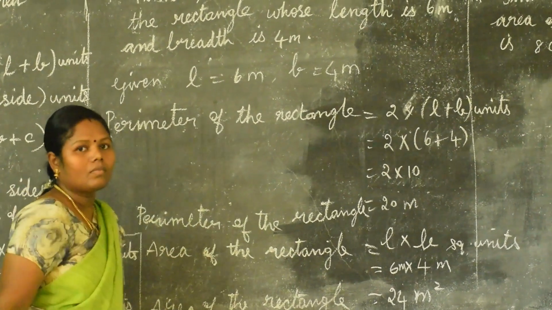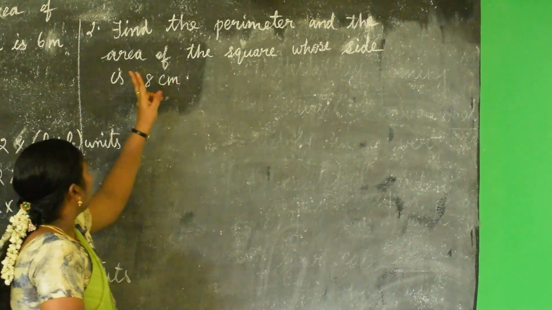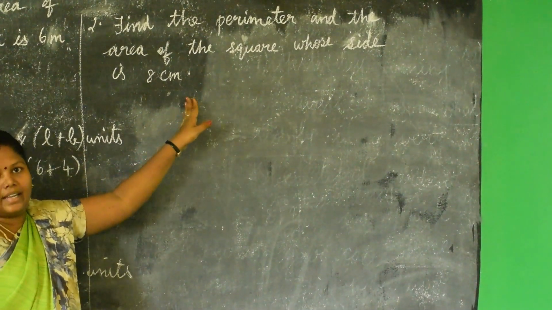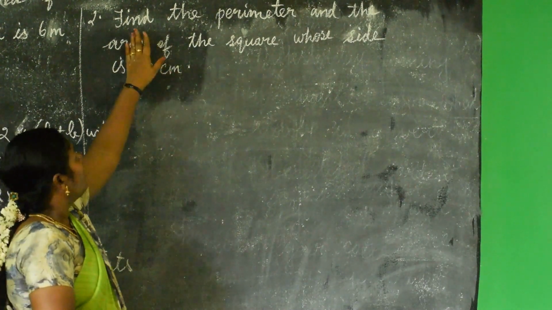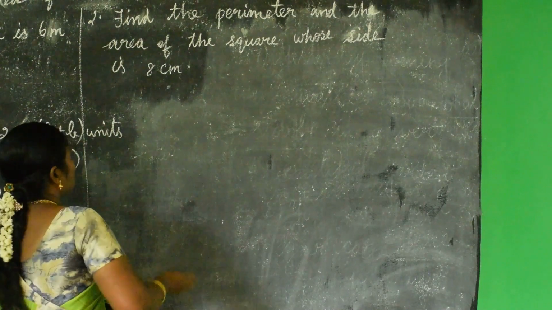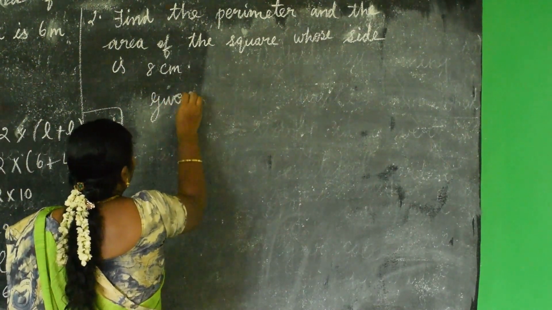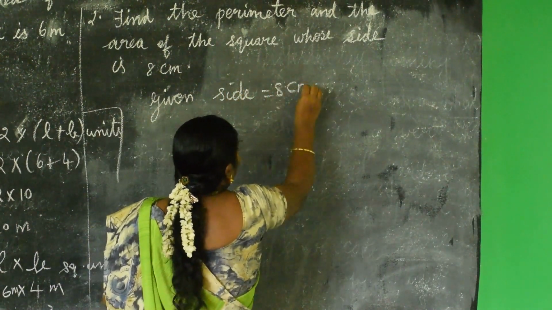Next. Second sum. Listen. Find the perimeter and area of the square whose side is 8 centimeter. What is the given? Square side is given. We want to find perimeter and area of the square. So what is the given? Side of a square is 8 centimeter.